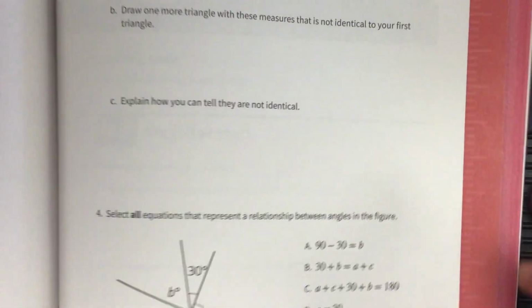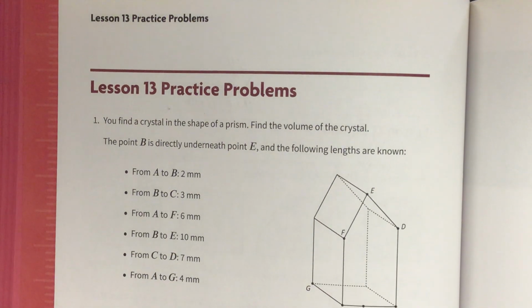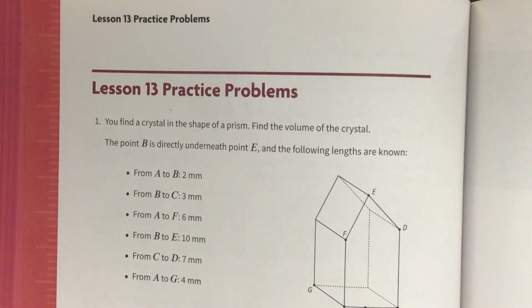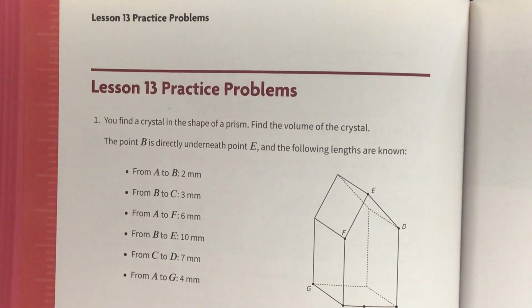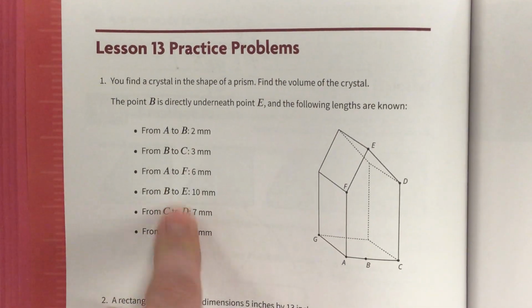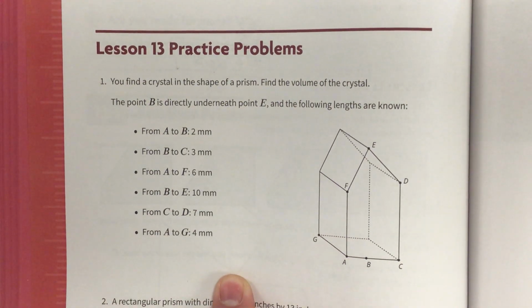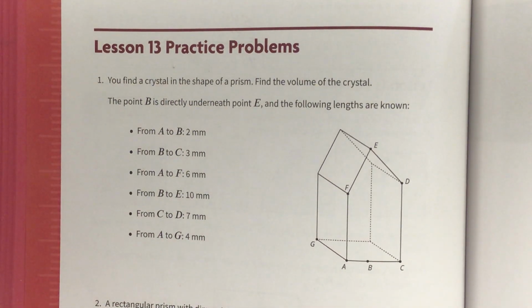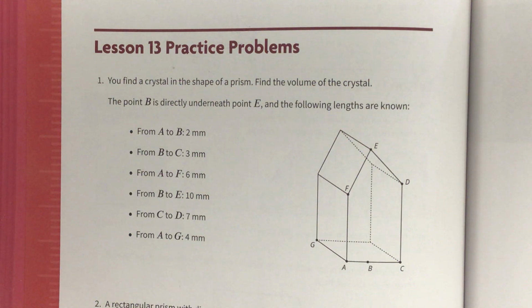All right, take a look at the homework. You need to find the volume based on this information. Nothing's labeled. You have to label the sides and then figure out the volume. Remember, area of the base times the height. Question number 2.